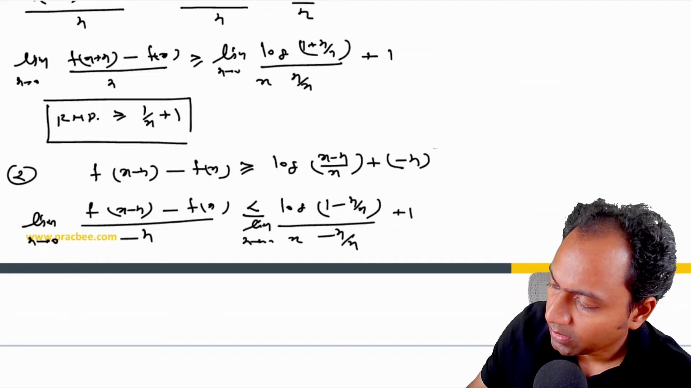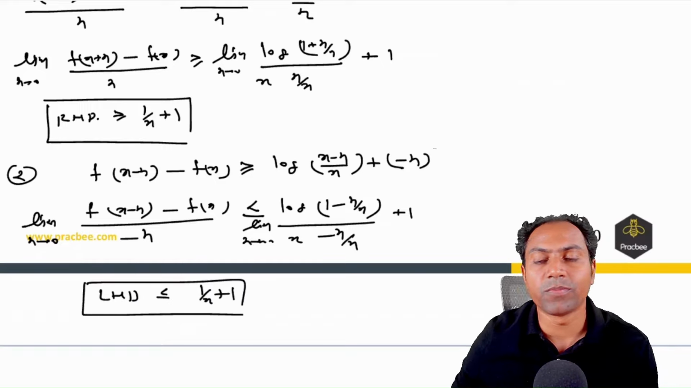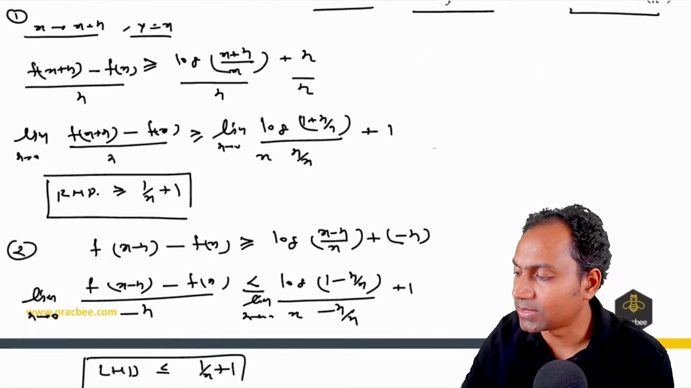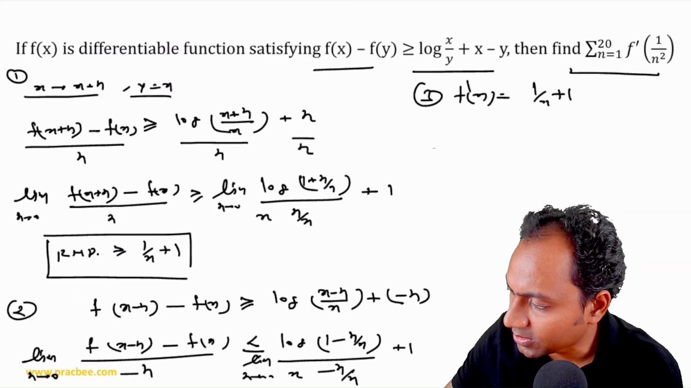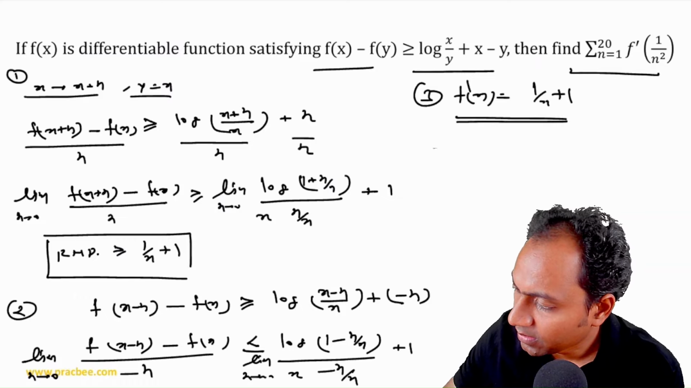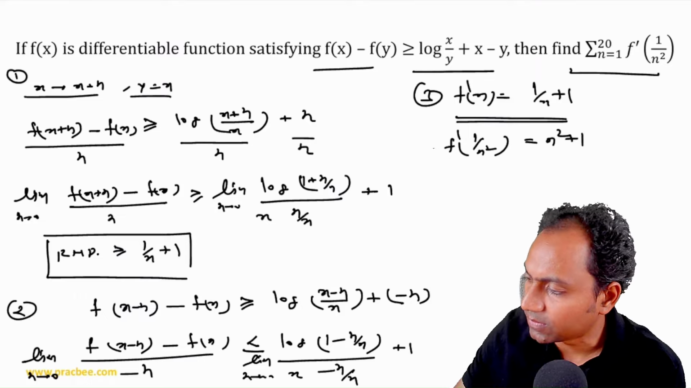We have got nothing but LSD, and you can see it is smaller than or equal to 1 by x plus 1. Now since the function is given to be differentiable, LSD should be equal to RSD, and that can happen only when my derivative of the function becomes nothing but 1 by x plus 1. Now what they're asking is nothing but f dash of 1 by n square. If I put that, this becomes n square plus 1.